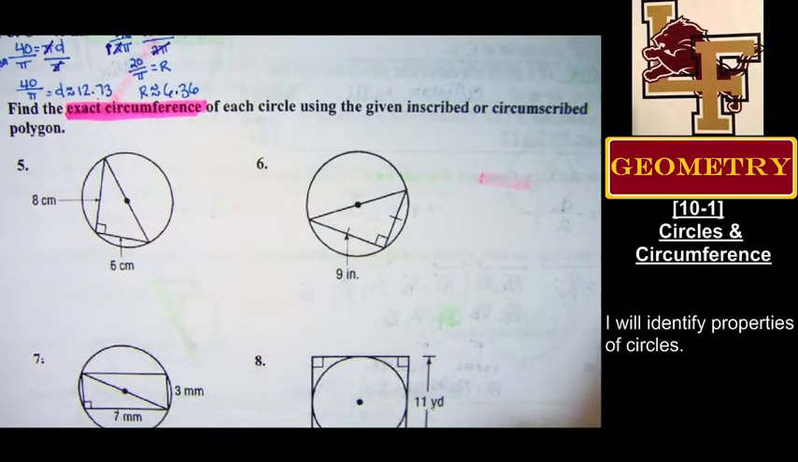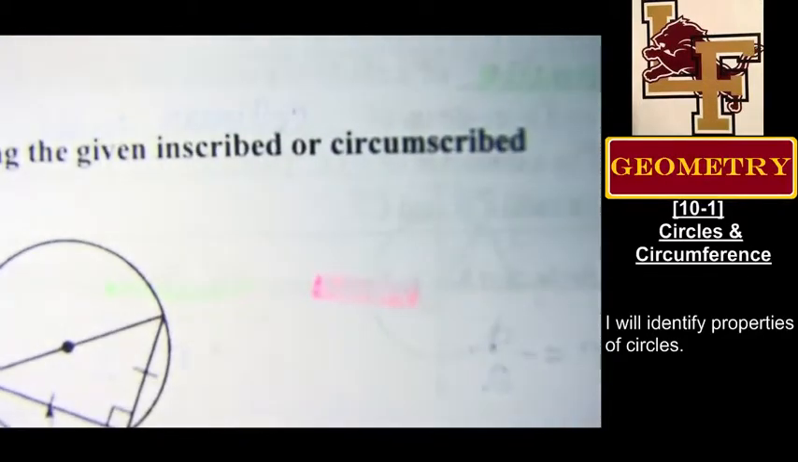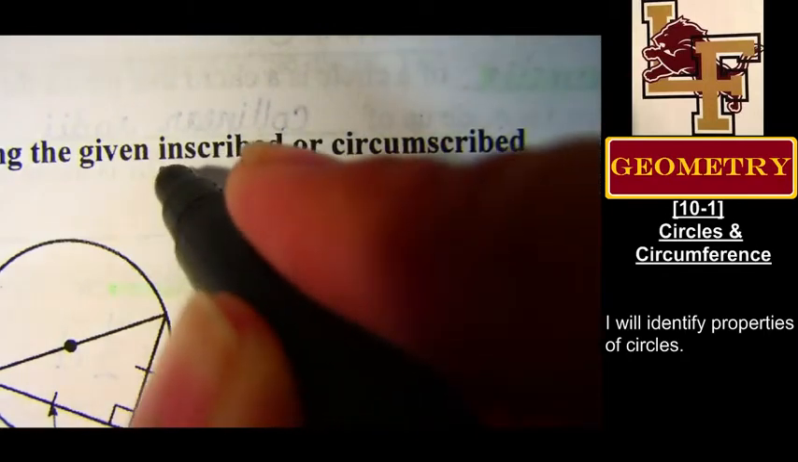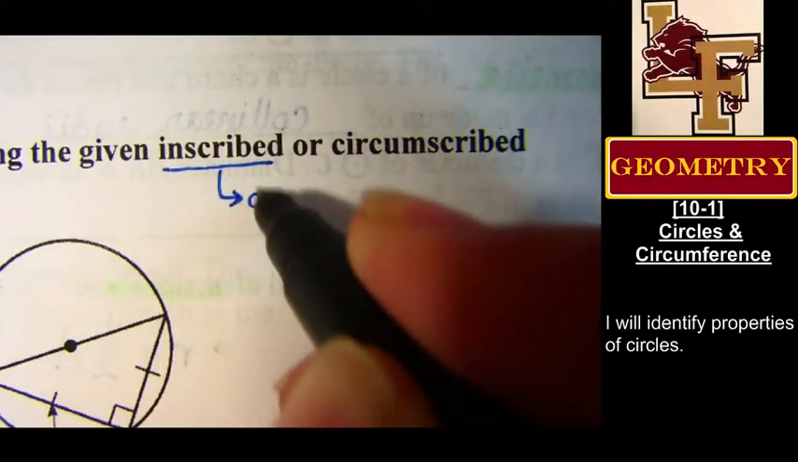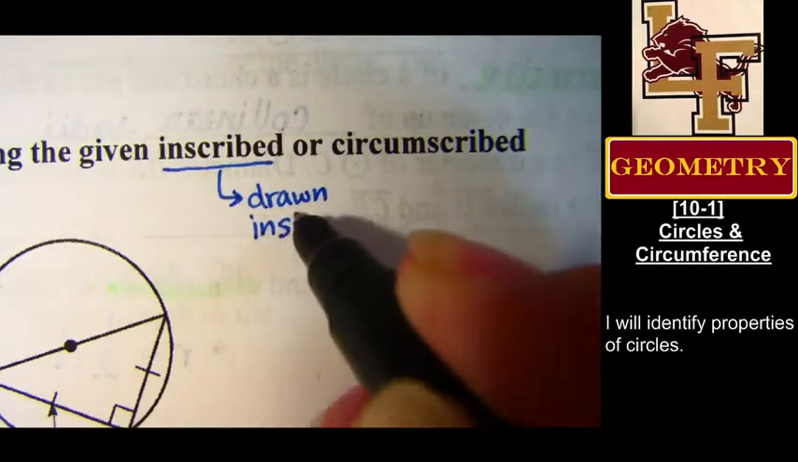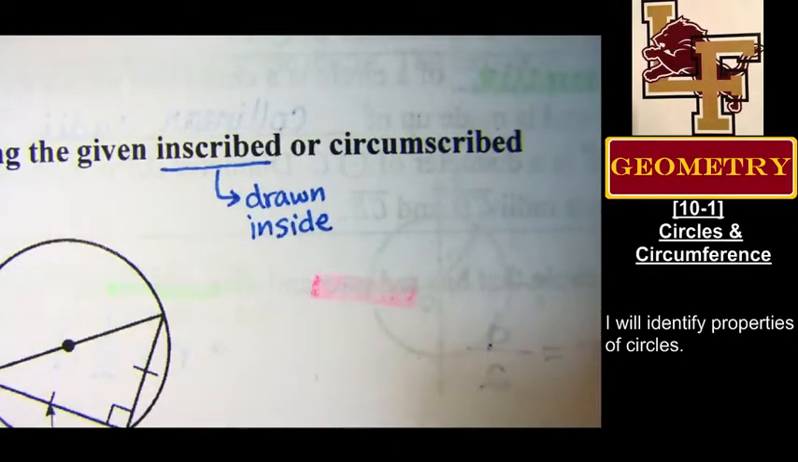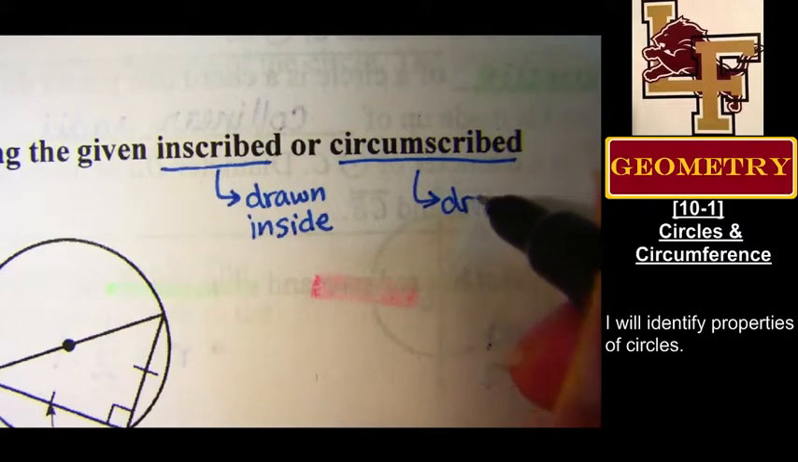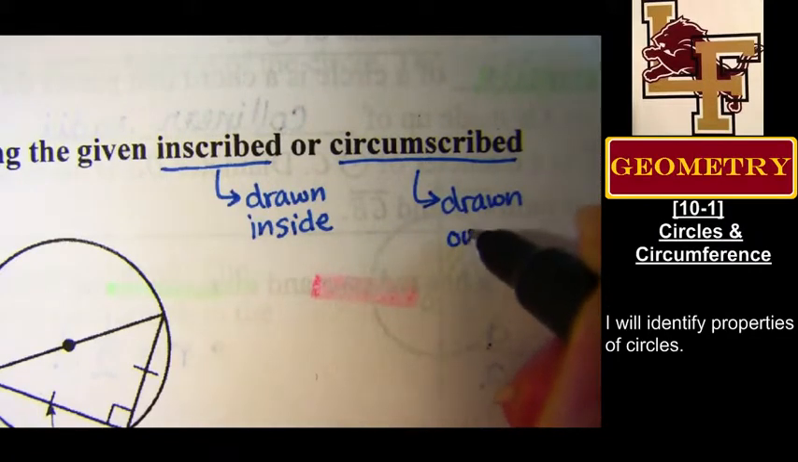Let's figure out what those words mean, okay? Because I'm already confused. You confused? I'm confused. Okay. Inscribed. The word inscribed means drawn inside. And it's got to be touching, but drawn inside. The word circumscribed means drawn outside.